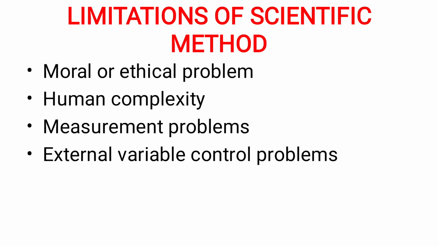So limitations of scientific method. What are the limitations, or what are the difficulties of scientific method? Moral or ethical problems can occur because it involves experimentation. Then human complexity and measurement problems. Then external variable control problem. Sometimes you may not be able to control the external variables, which may be very difficult to control, so those issues can also occur. So moral or ethical problem, human complexity, measurement problems, external variable control problems.